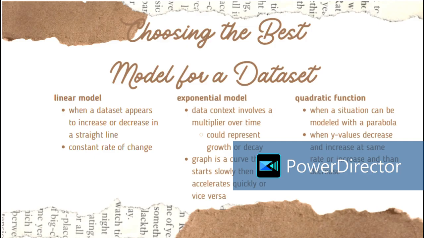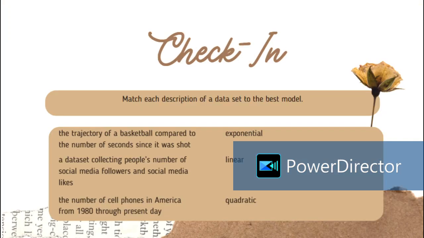Okay. Quadratic function is when a situation can be modeled with a parabola, and it's when the y values decrease and increase at the same rate, or they increase and then decrease. Okay. Here's a check-in. Match each description of a data set to the best model.